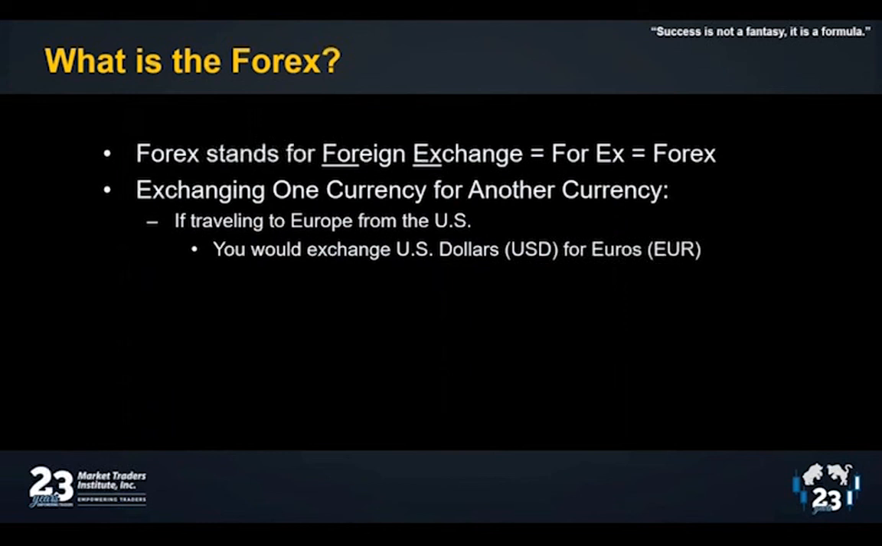I was recently over in Europe, so I had to exchange US dollars for euros. Give me a Y if you've ever done that. Because if you've ever exchanged one currency for another, that's it. That's foreign exchange. You've done it.